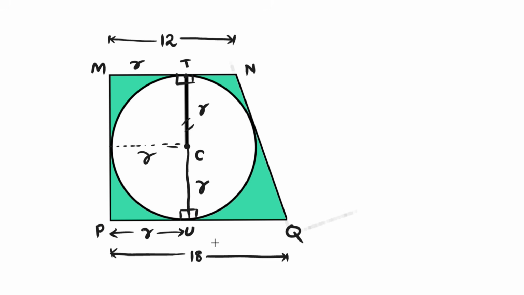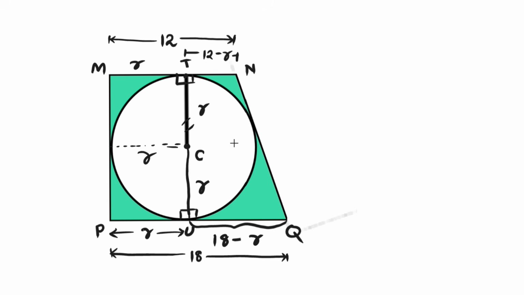Now let's use the lengths of the parallel sides. The entire top side MN is 12 units. Since MT equals R, the remaining part TN must be the whole length minus the radius. So TN equals 12 minus R. In exactly the same way, the entire bottom side PQ is 18 units. And since PU equals R, the remaining segment UQ equals 18 minus R.